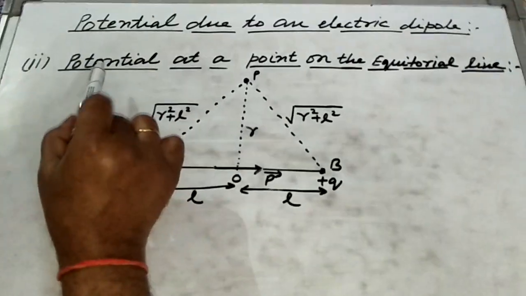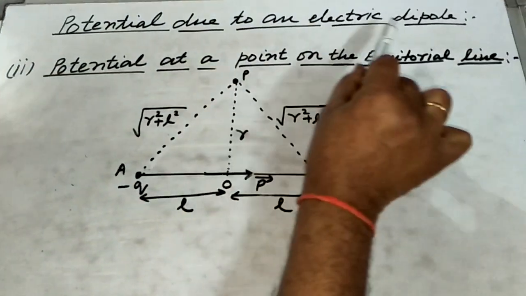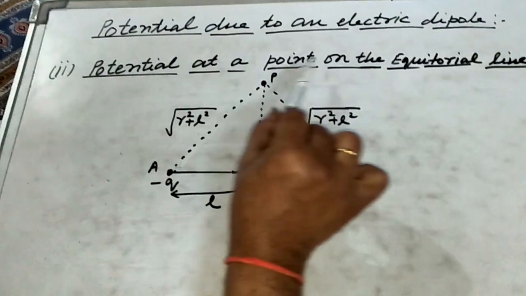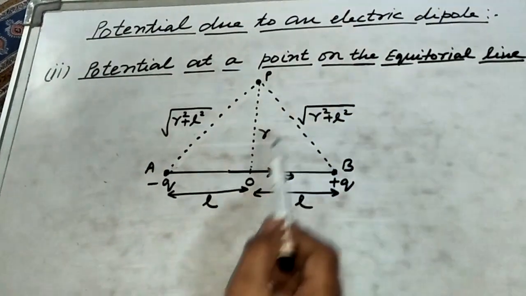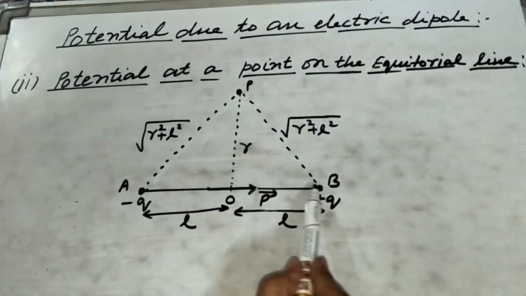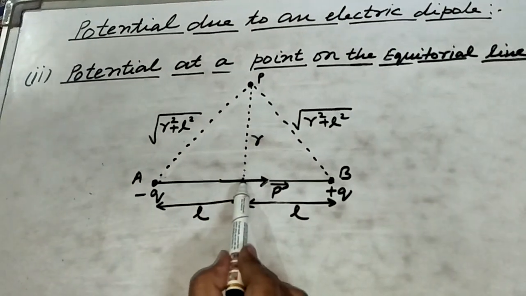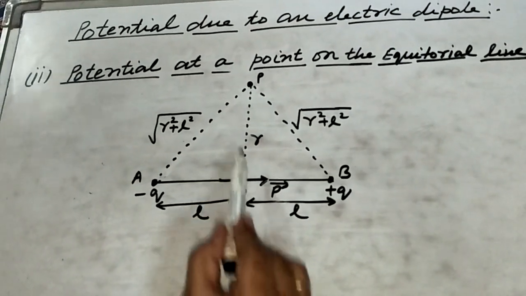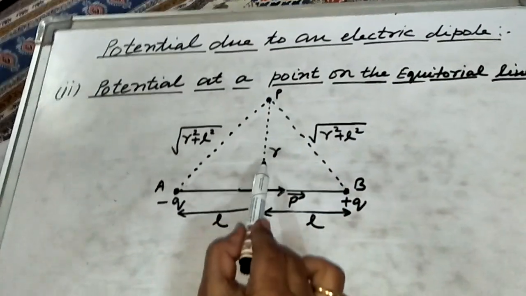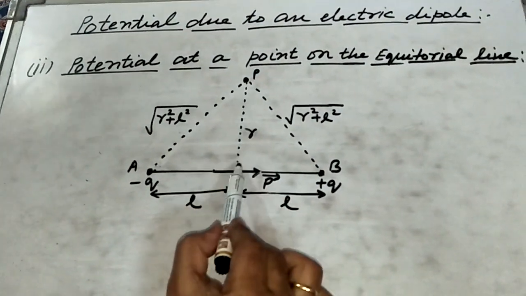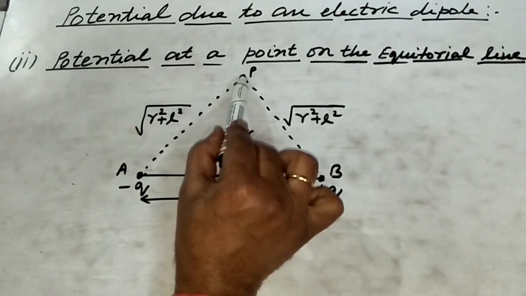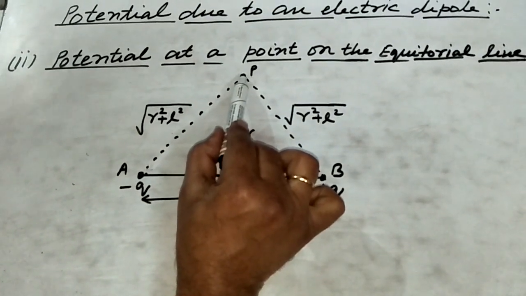Now, what is the second case? Potential due to an electric dipole at a point on the equatorial line. Equatorial line means the perpendicular bisector of this dipole. This one is the equatorial line here. And in the same way we consider, let P be a point on the equatorial line at distance r from O, where the electric potential is to be determined.